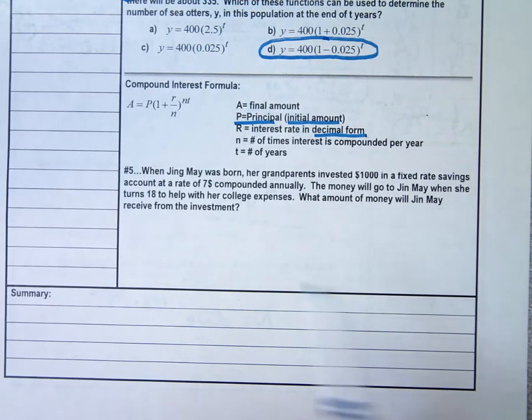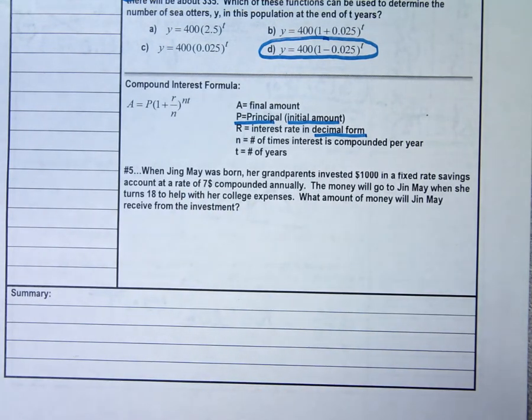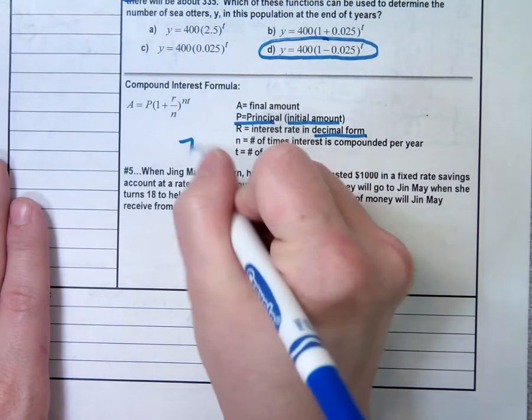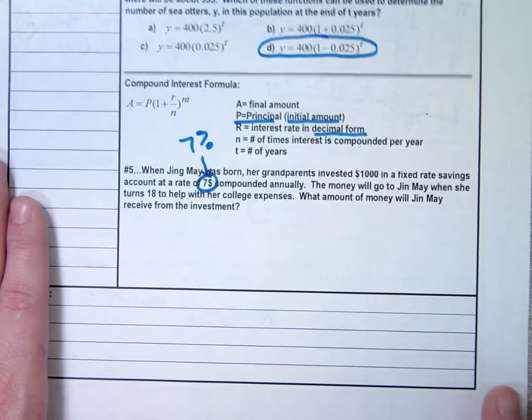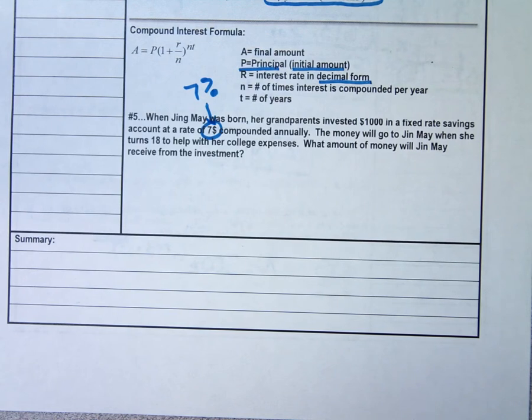And we do have a typo in this too. It says, when Jing Mei was born, her grandparents invested $1,000 in a fixed rate savings account at a rate of, this is supposed to say 7%, compounded annually. The money will go to Jing Mei when she turns 18 to help with her college expenses. What amount of money will Jing Mei receive from the investment?